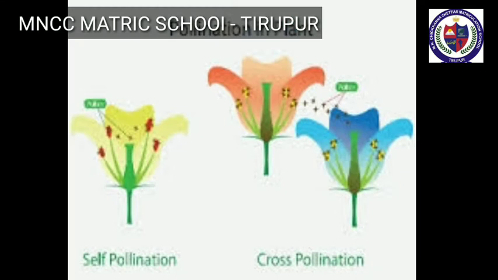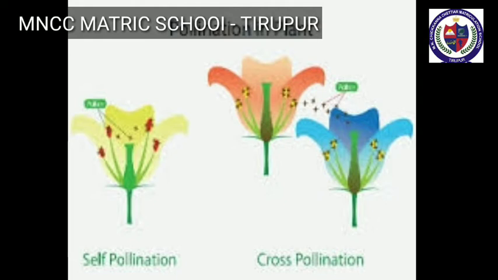Hi students, today we are going to learn about reproduction and modification in plants. In this lesson, we get a clear idea how a flower becomes a fruit with seed through pollination and fertilization, and to know the modification of roots, stem and leaves.